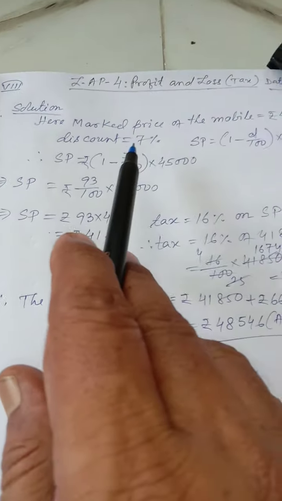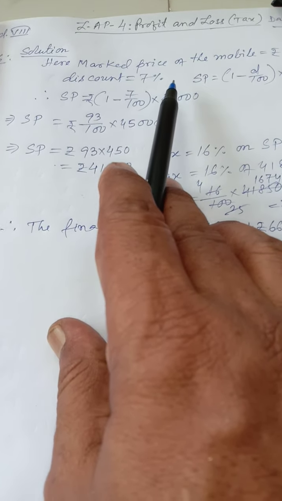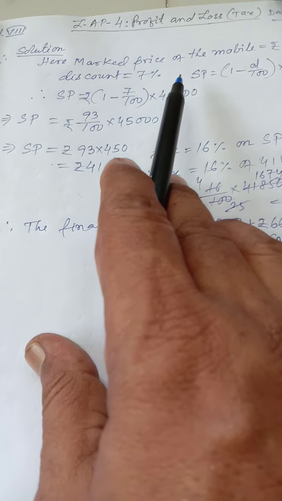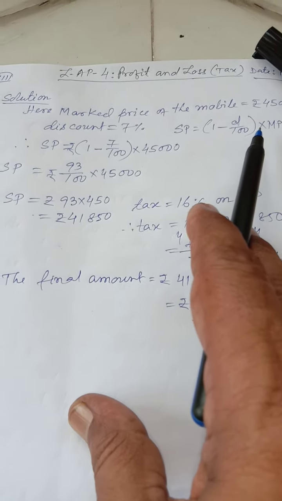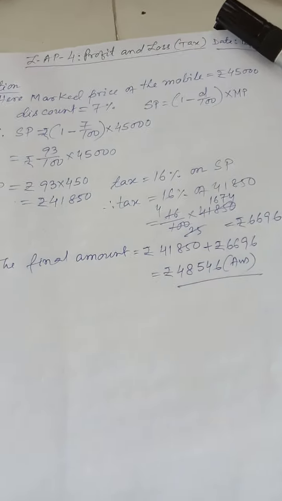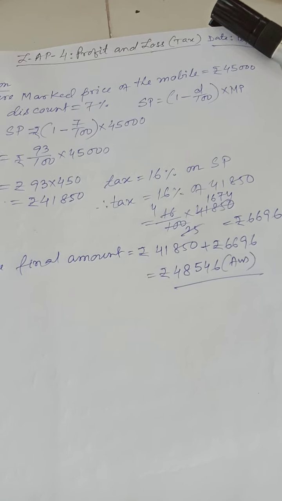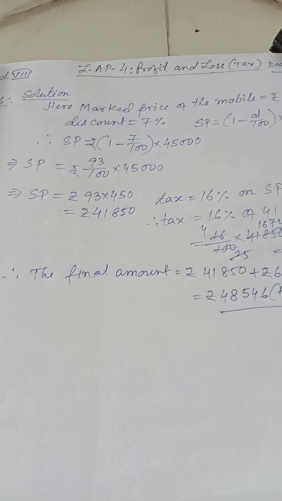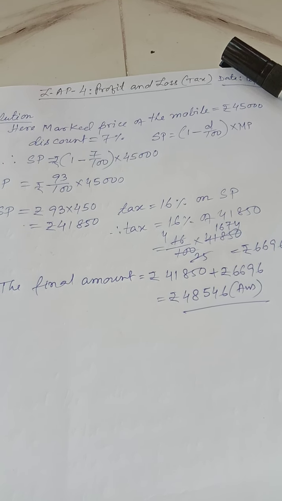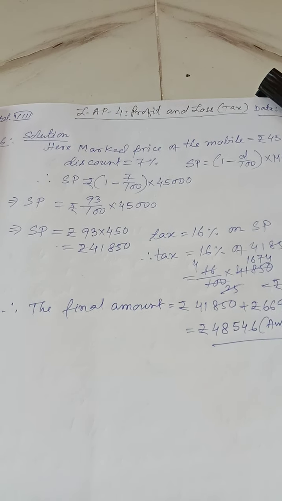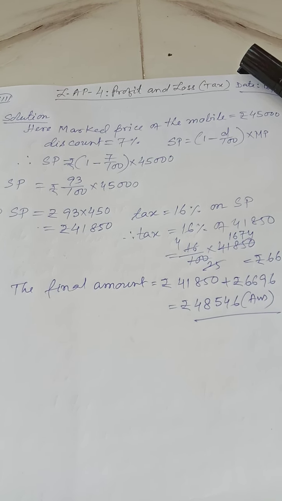Then I have solved another sum from this exercise, that is question number 6. Question number 6 said: the mark price of a mobile phone is 45,000 rupees. It is offered a discount of 7%. Once again discount. So you rush to purchase. I know that with the name of discount, with the name of Chitra sale, you all go for purchasing, especially the girls are going for the garments and all. Anyhow, if the rate of tax is 16% on the selling price, on selling price 16% tax is levied, find the final amount.